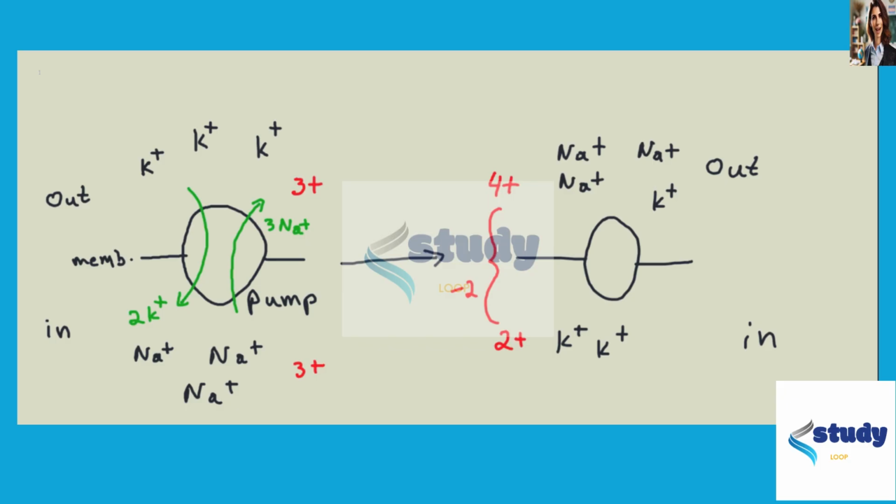Choice B is incorrect because of the identity of the ions. Choice B says that it puts out 3 potassiums and brings in 2 sodiums. It's the other way around. It's important to memorize that.